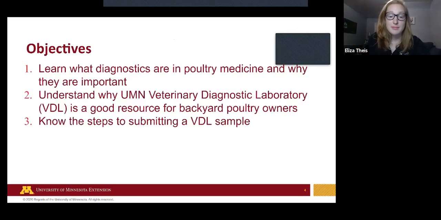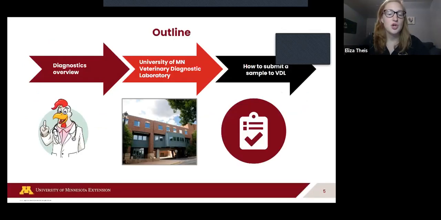These are my objectives for this presentation, and I'll go over them in a little more detail on the next slide. So first, we're going to be doing a quick overview of definitions and why diagnostics are important. And then, get excited for this, we're going to have an exclusive interview with Dr. Rob Porter, our poultry pathologist here at the University of Minnesota Veterinary Diagnostic Lab. And last, we'll look at a quick video of how to submit a sample to the Veterinary Diagnostic Lab. All right, let's jump into diagnostics.